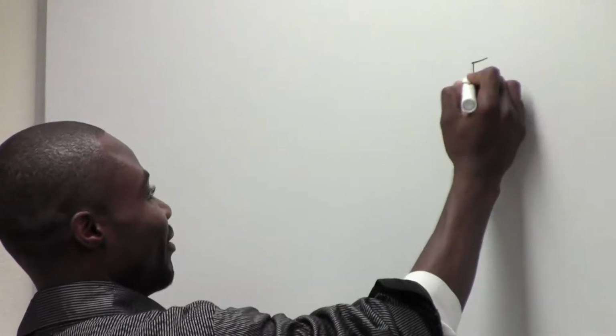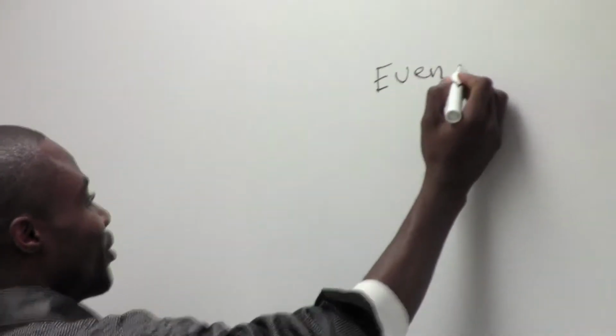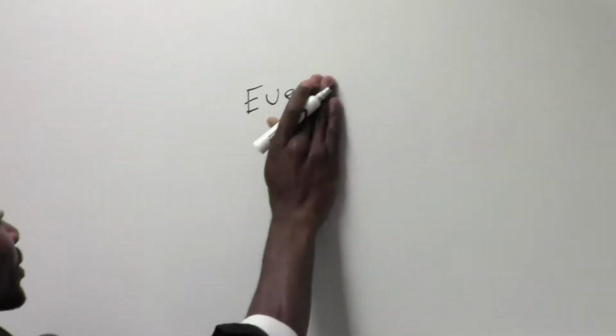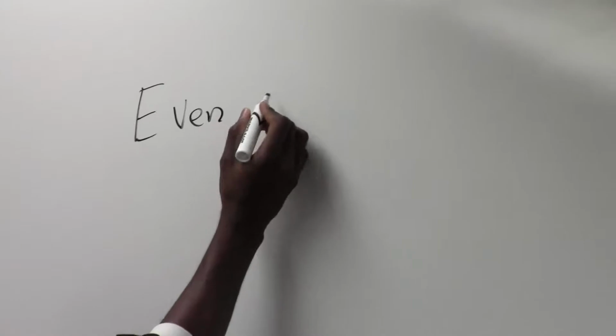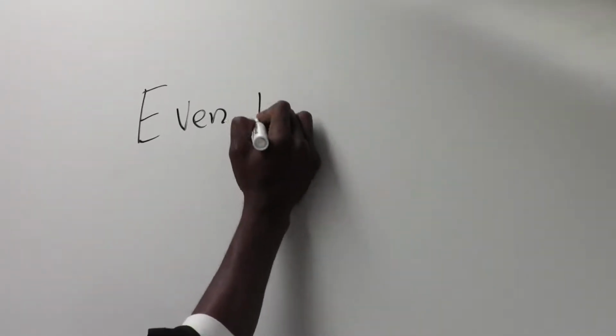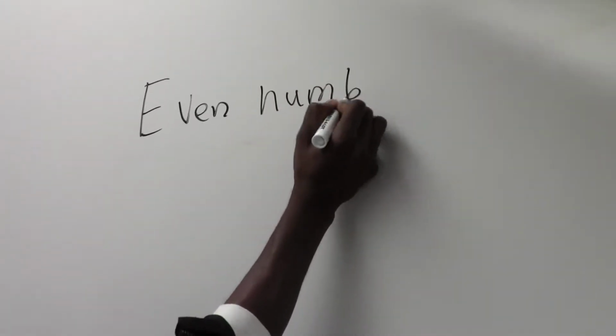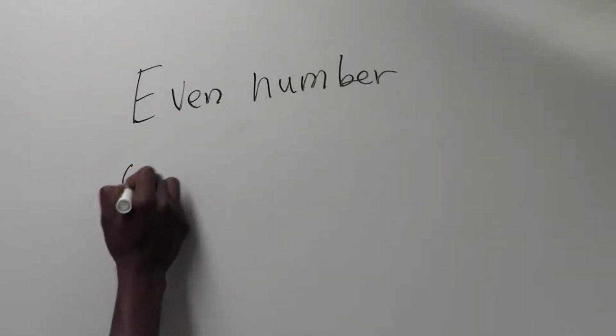So there's many ways that you can reduce a fraction, and first you have to look at if the fraction has even numbers or odd numbers.